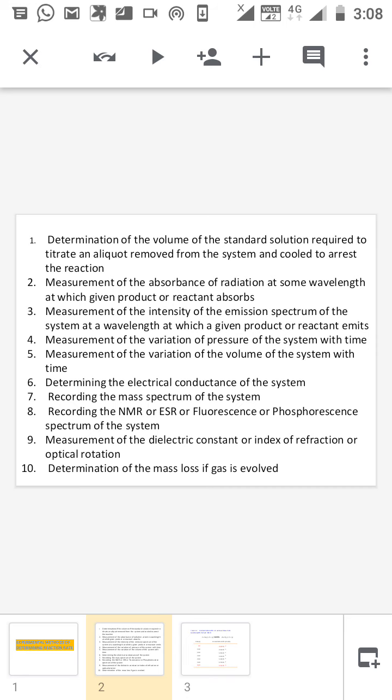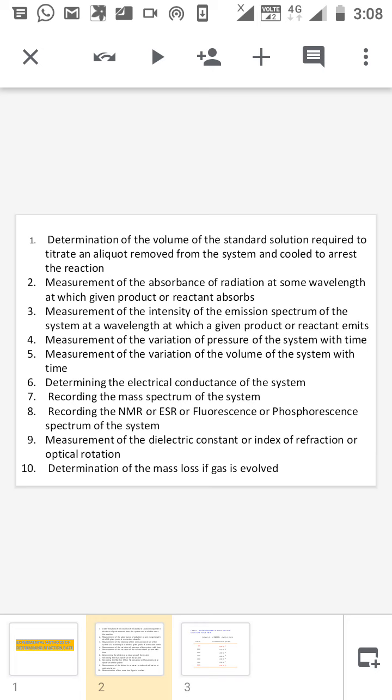Then the same procedure is repeated at 20 minutes, 40 minutes, 60 minutes, and so on. After this procedure, keep the solution for one full day, that is 24 hours. Most of the reaction is completed within this time period, and the same procedure is repeated. Thus we can find the instantaneous rate. From the graph of time against concentration, we can find the rate of a reaction.